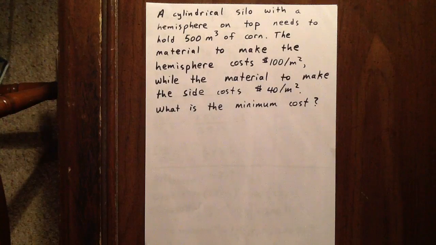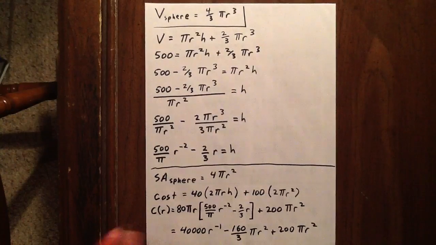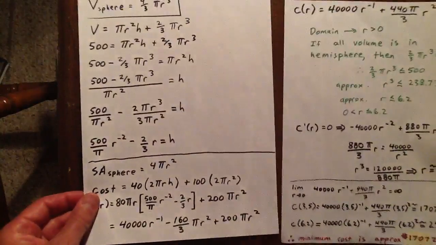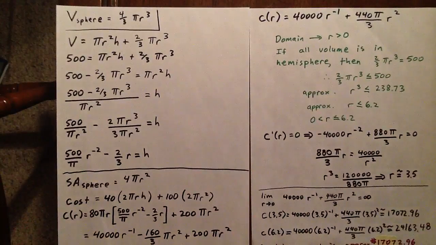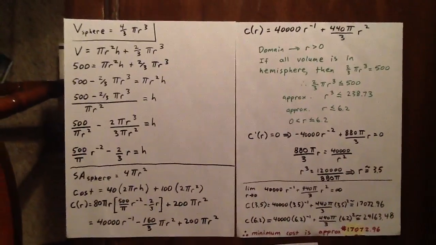In this question we have a cylindrical silo, but there's a hemisphere on top, like you may have seen on farms sometimes. And what we're looking for is the minimum cost under the conditions given. Well, it's kind of a lengthy answer, so I'll give you a screenshot of the complete answer before going into it in detail.